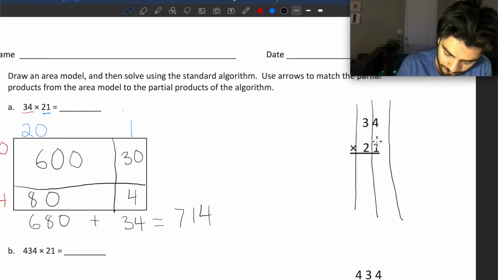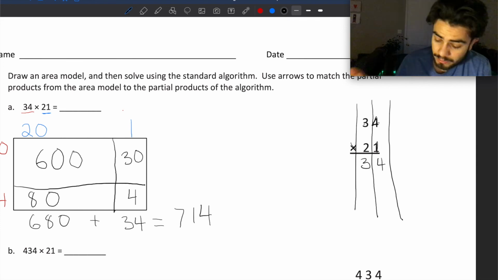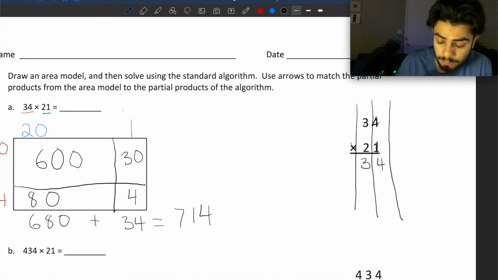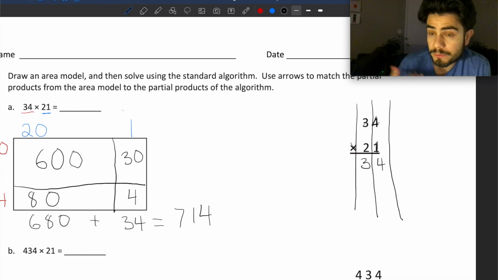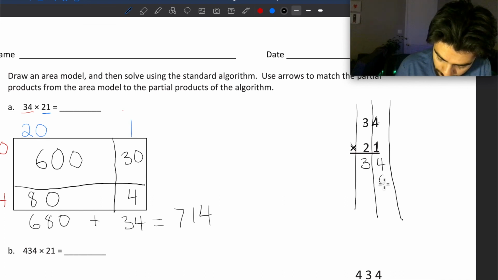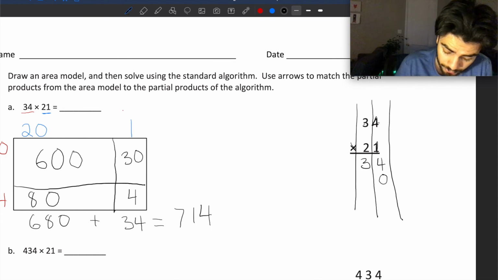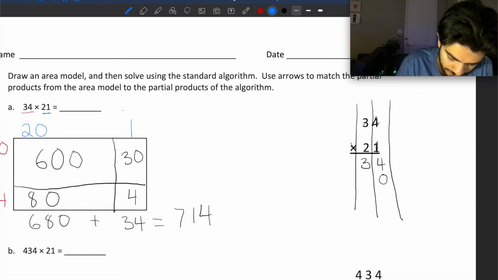Just like this, I have 1 times 4 is equal to 4. 1 times 3 is equal to 3. I just multiplied my number by the ones. Now I'm going to move on to the tens. Now, in order to show that you are moving on to the tens, you have to add a 0 at the bottom here. Okay? Now, before I continue, take a look at how one of your partial products already matches up. I'll show you here.